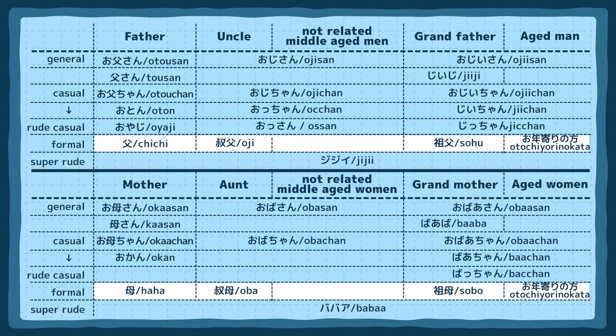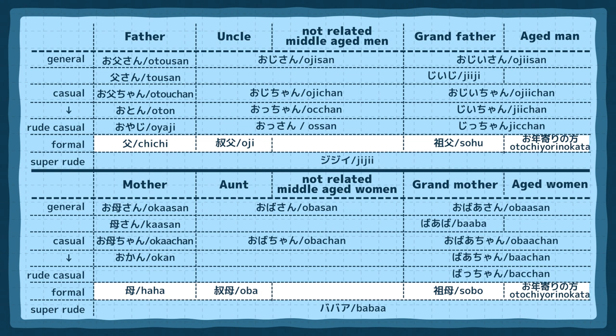These are the formal nouns. You don't use these to call them. You just use these as a noun. For example, when you talk about your family to someone in a formal or business place, you should use these. You don't say お父さんが or お母さんが. Instead, you use these words.